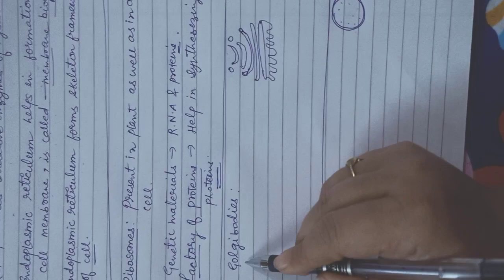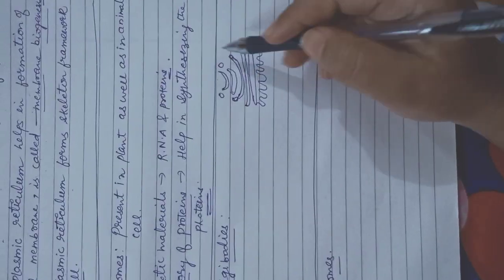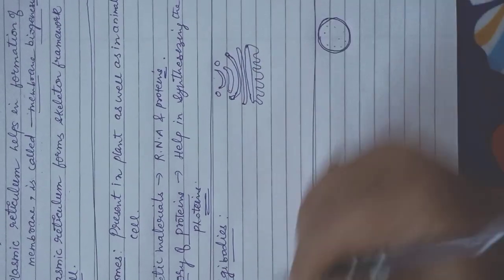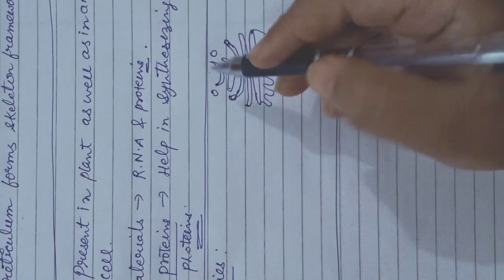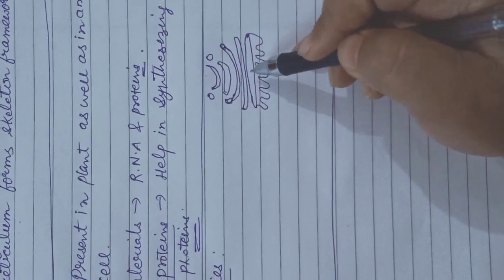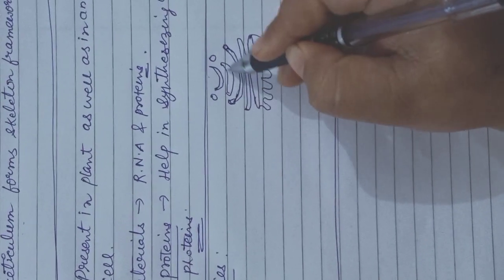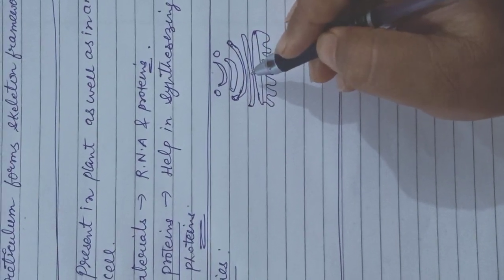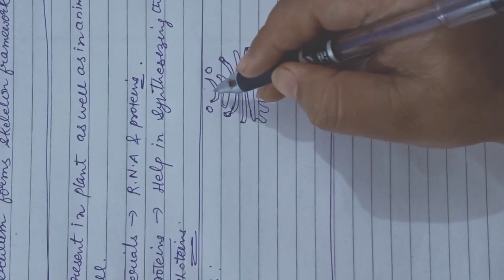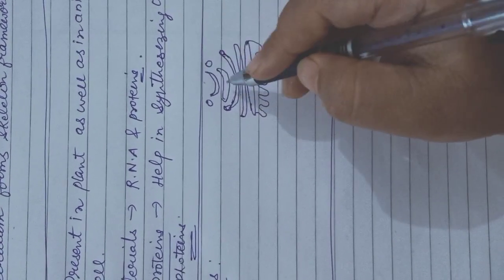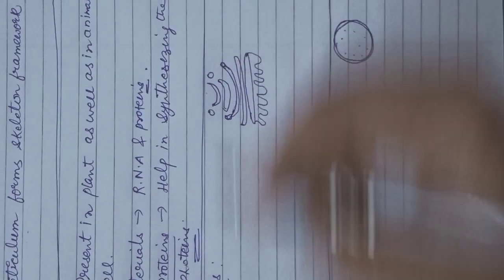The next organelle is the Golgi bodies. You can see the structure of Golgi bodies here. This organelle is present in both plant and animal cells, and you can see that they are membrane-bound, fluid-filled vesicles and flattened membranes which are stacked over one another. These are called cisternae. In plant cells, it has a special name, that is dictyosome.